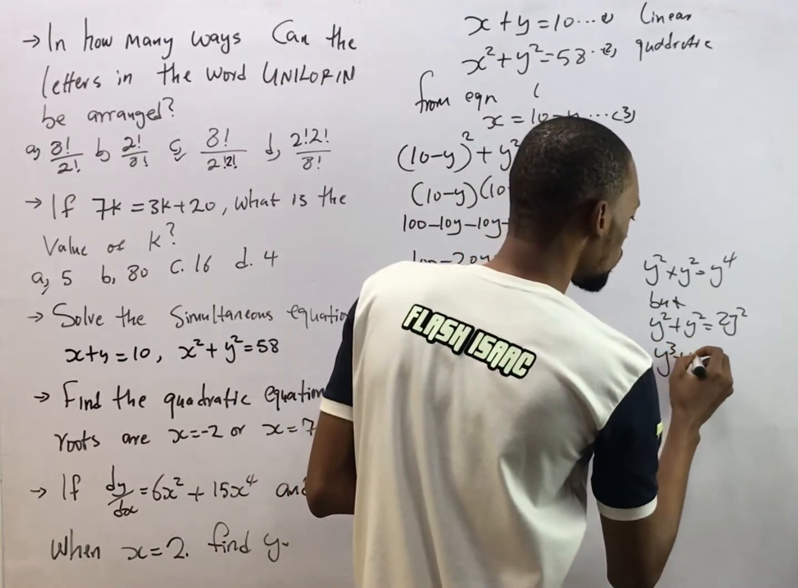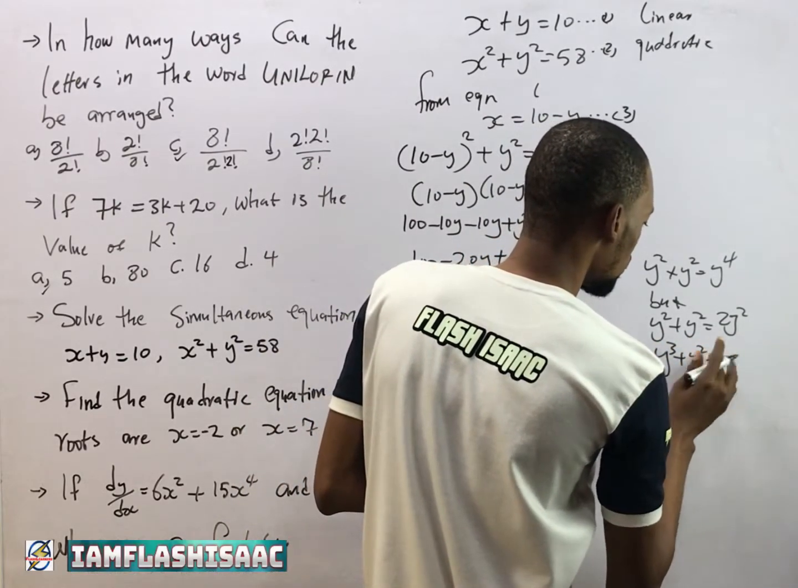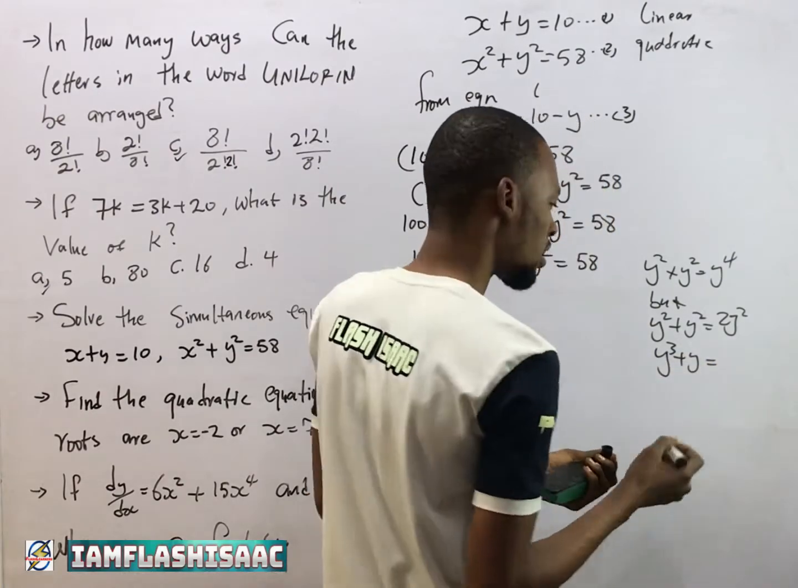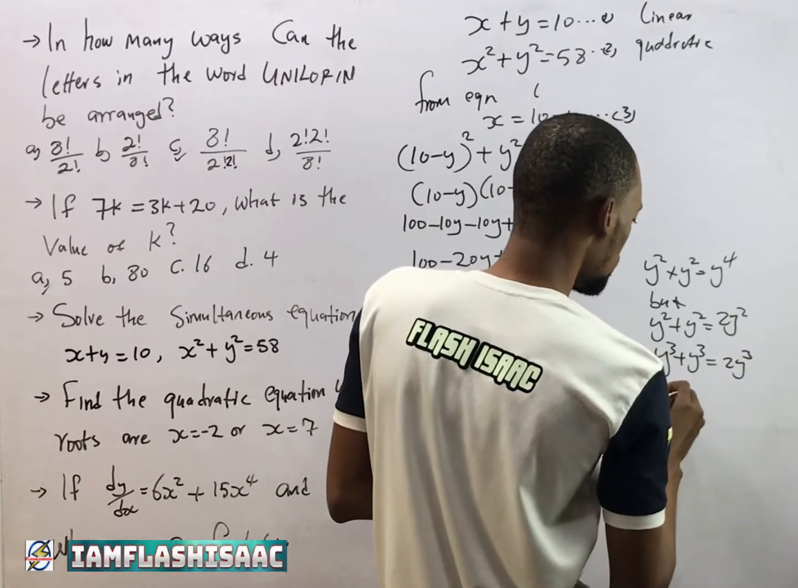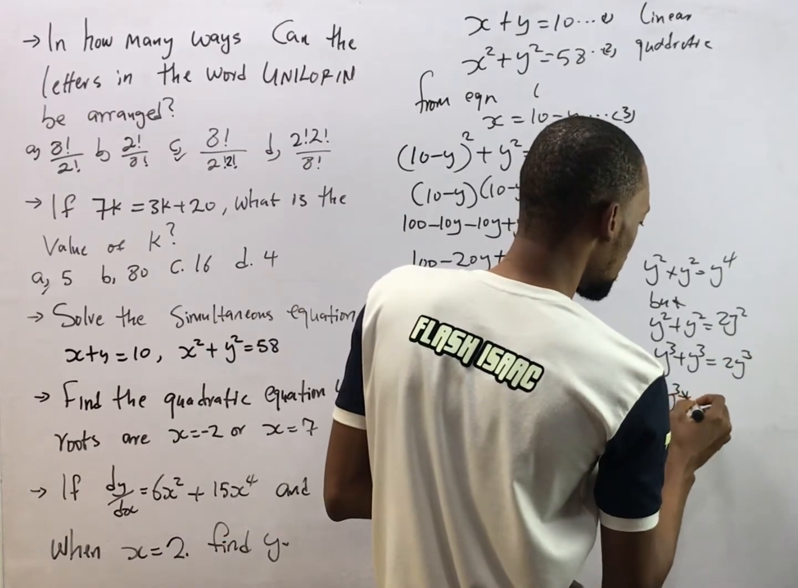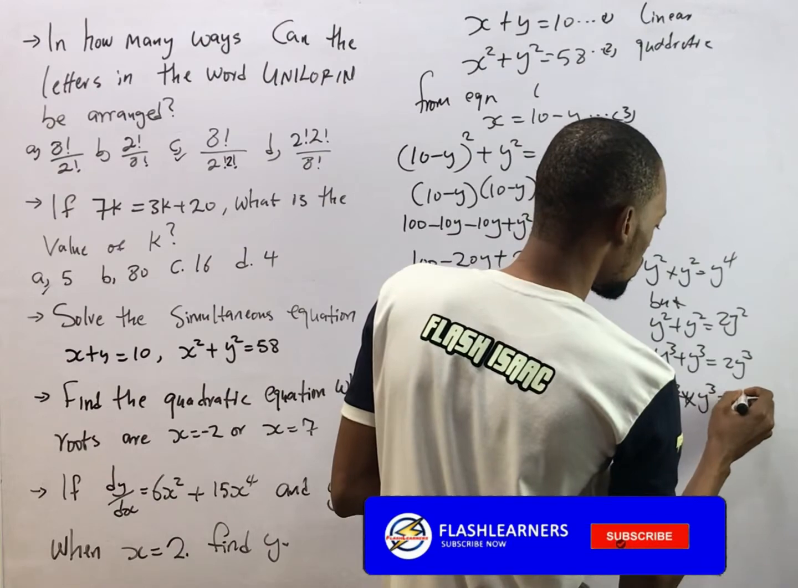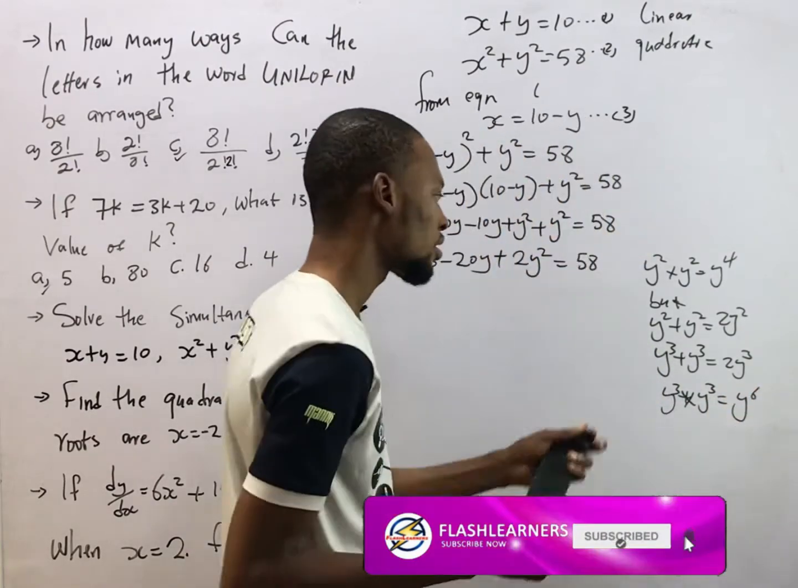y cubed plus y squared, they can't add, they have to be the same power. y cubed plus y cubed is equal to 2y cubed. But y cubed times y cubed is equal to y raised to the power of 6. Take note of that.